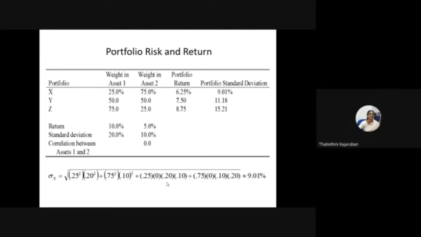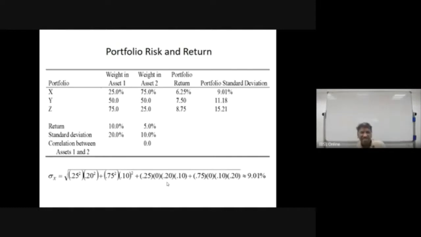Risk is the hurdle. The hurdle is the risk. So you target something. Your big bosses will target, okay, this year I must get a 15% ROE. When you make an investment, you may target, okay, my return on investment, I am targeting at least 20%. So that is your target.